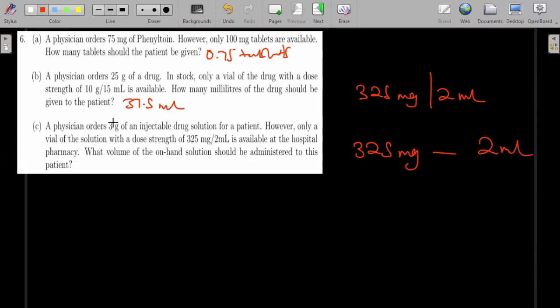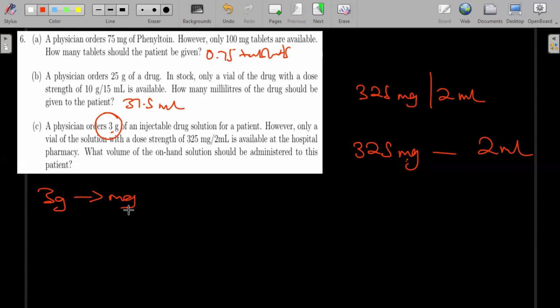So now, how many milliliters do they need if they have 3 grams? You notice that here we have grams, here we have milliliters. So our first thing is to convert this 3 grams to milligrams. Okay, so how do we do that?